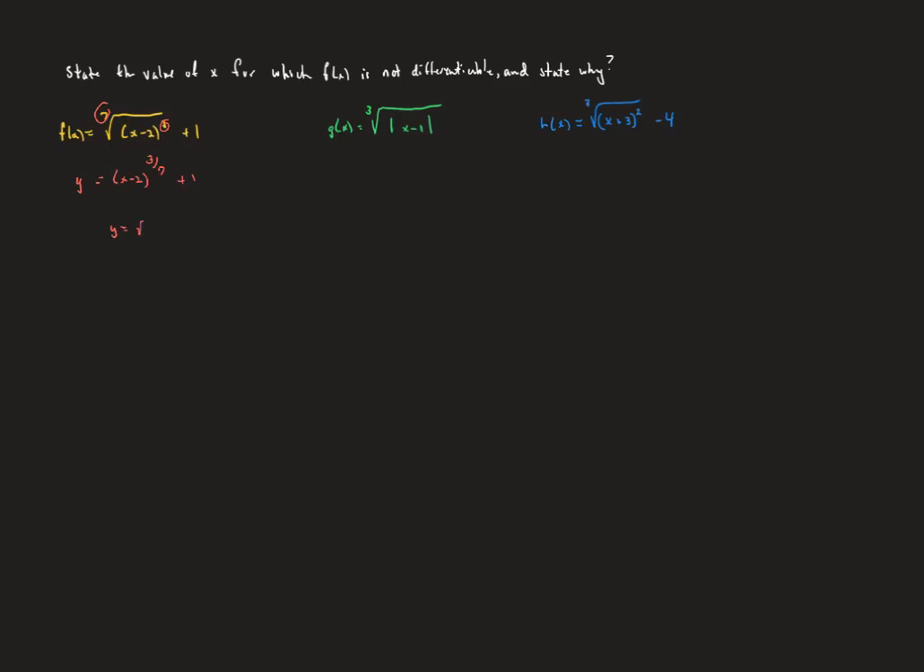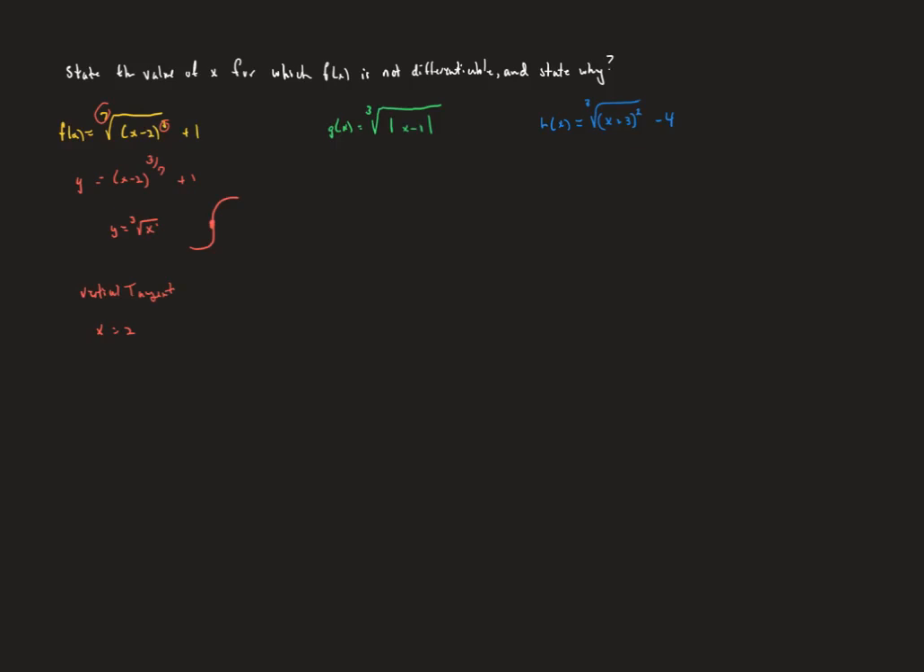Remember, our kind of exemplar is going to be that cube root of x, which has a vertical tangent at 0. And that's a 1/3 power. So we are going to have a vertical tangent, and that is going to be at x equals 2, because of the translation. So it's not differentiable at x equals 2 because of the vertical tangent.